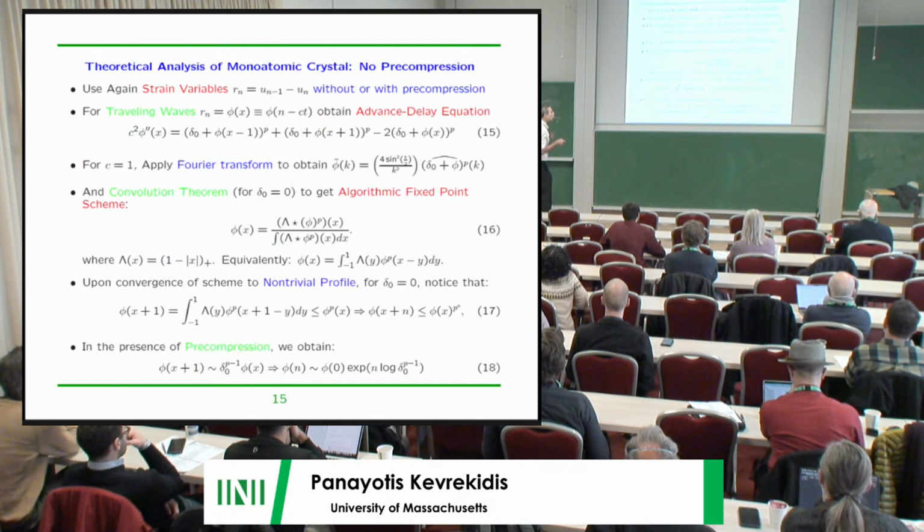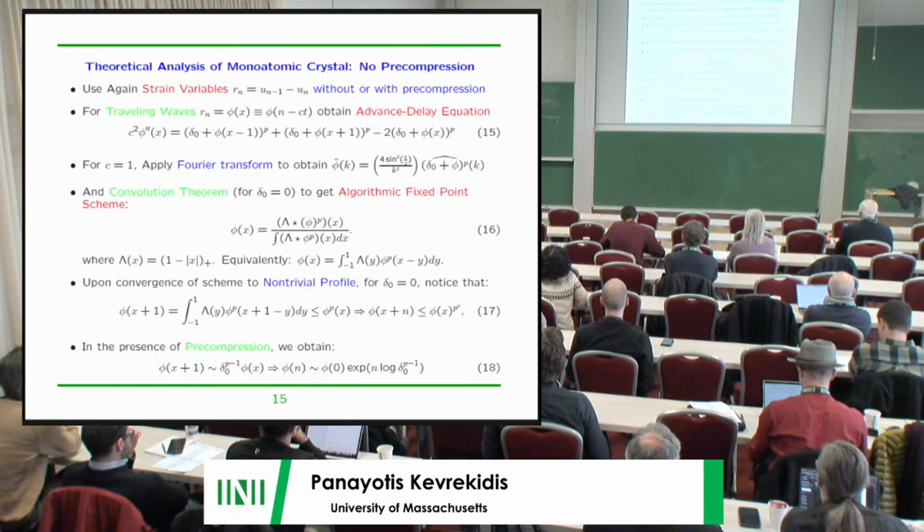Not only that, but you can also infer information about how this traveling wave decays. How can you do that? Let's take phi of x plus 1. You go one step to the right. And then you basically have this kind of formula.